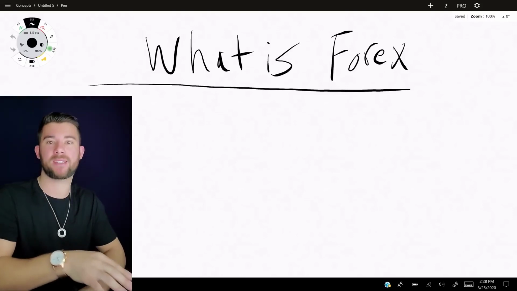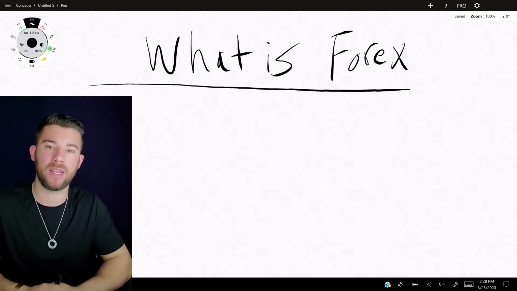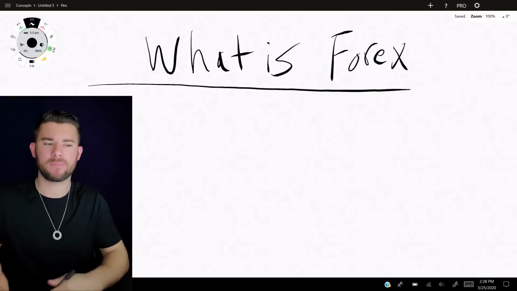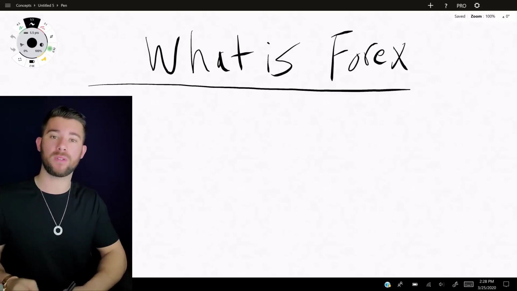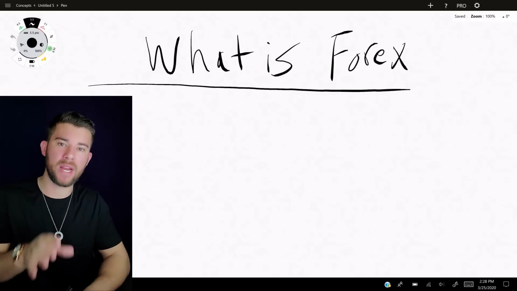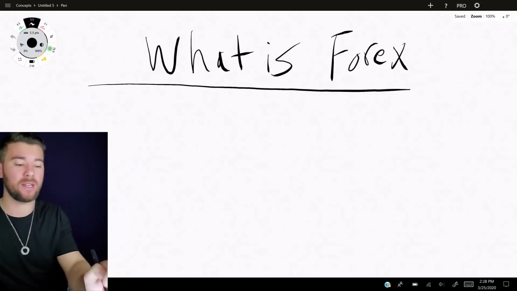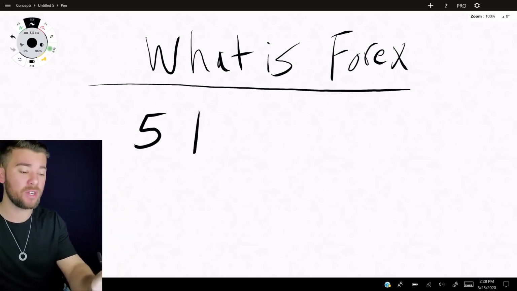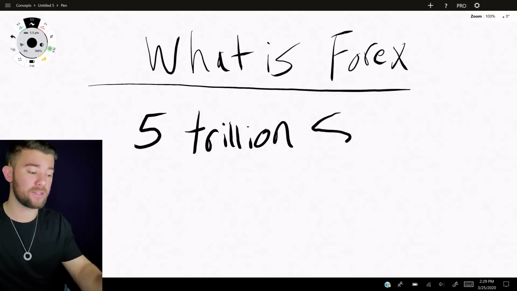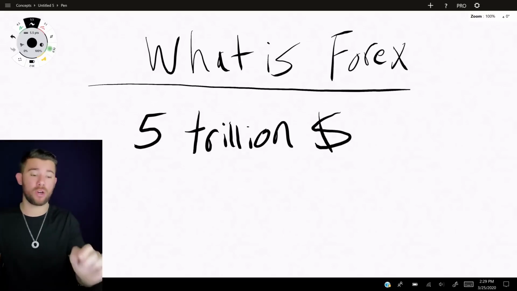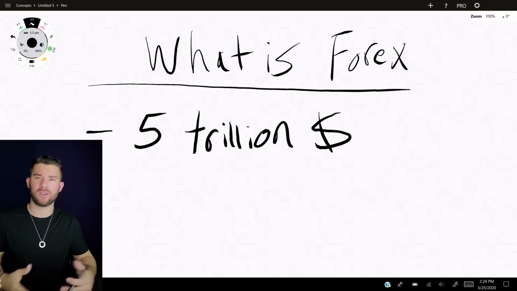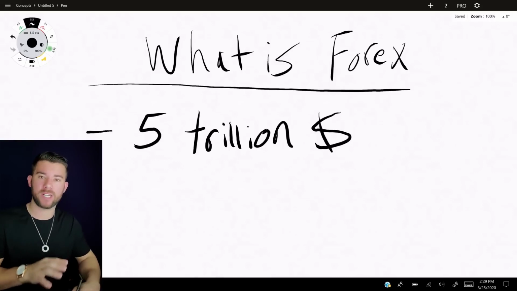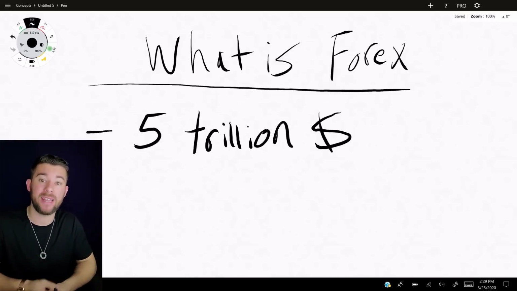So, Forex is actually the largest market in the world. And what does that mean? How big do you have to be to be the largest market in the world? Well, on an average trading day, the Forex market trades 5 trillion with a T dollars. That is a large amount of movement for one trading day. $5 trillion, that's insane. So that's why the Forex market is the largest market in the world.